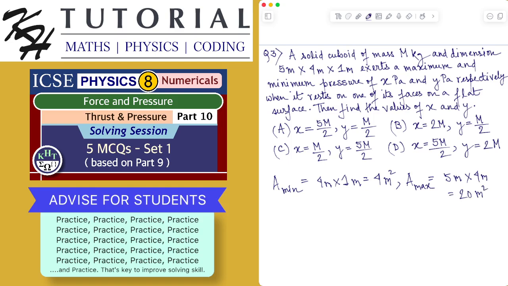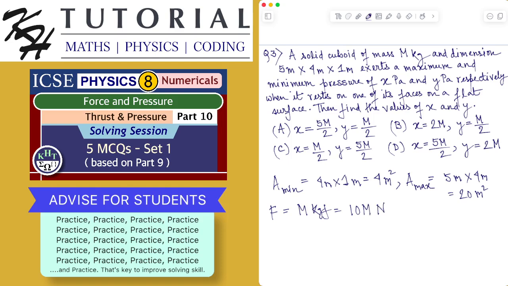So clearly the thrust, the force that is acting on the surface by the solid cuboid, irrespective of which face it is resting on, that force will be its weight, which is m kgf. The mass is given as m kilogram, so the thrust will be m kgf, which is equal to 10 m Newton.